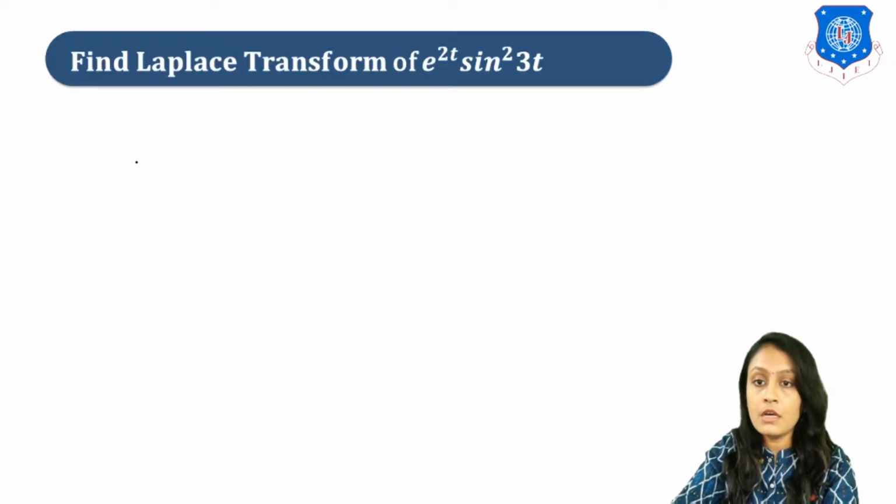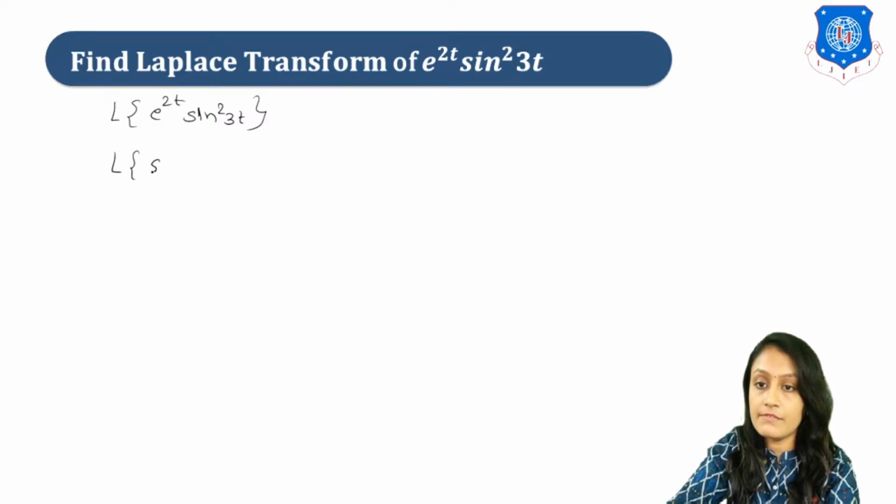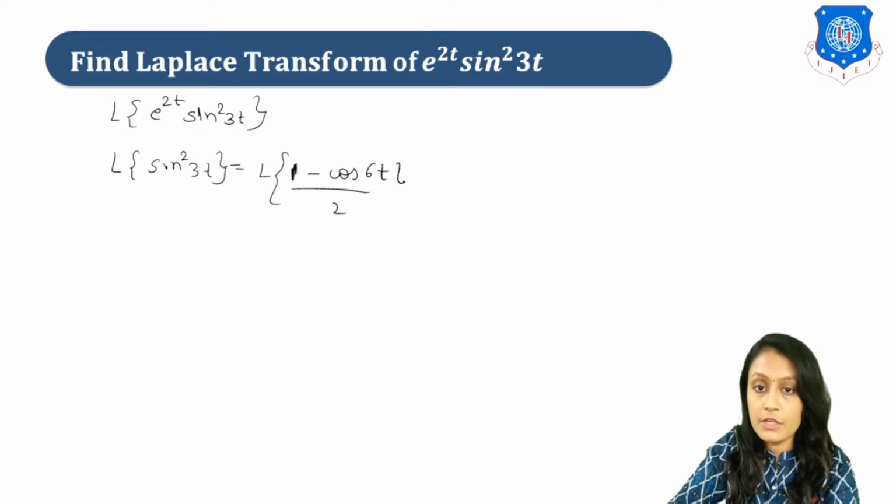Now we'll solve an example. Find the Laplace transform of e raised to 2t sine square 3t. For that, firstly we will find the Laplace transform of sine square 3t. Now we cannot find the Laplace transform of sine square 3t directly, so we have to convert it using a formula. So this is (1 minus cos 6t) upon 2. We know this formula.